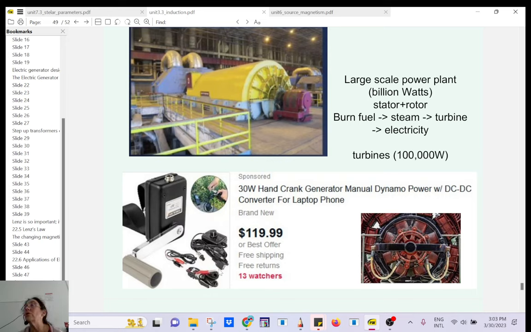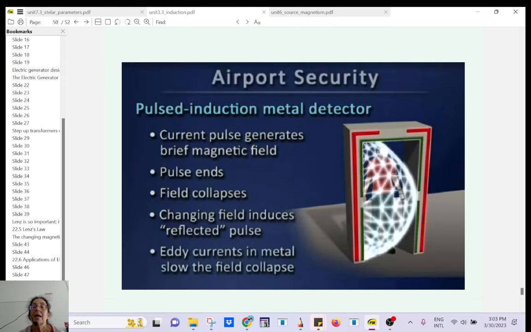You can even store electricity if you have a battery. You can charge your battery. Airport security also works the same way. So let's say someone has a weapon, goes through the gate, what's going to happen? You're going to create a magnetic pulse, right? A magnetic pulse. That magnetic pulse will induce current in the weapon if that person wears a weapon.